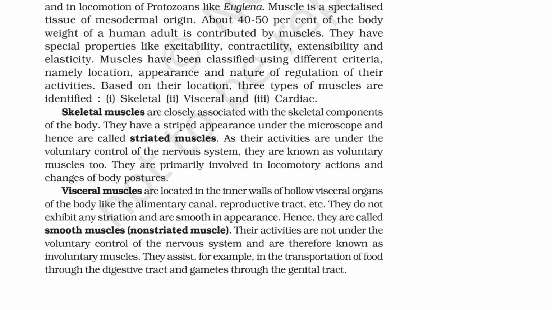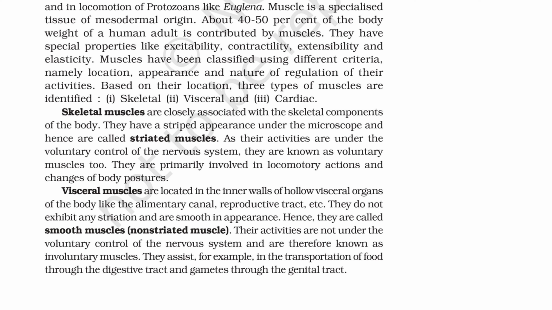Muscles have been classified using different criteria, namely location, appearance and nature of regulation of their activities. Based on their location, three types of muscles are identified: 1. Skeletal, 2. Visceral, and 3. Cardiac. Skeletal muscles are closely associated with the skeletal components of the body. They have a striped appearance under the microscope and hence are called striated muscles. As their activities are under the voluntary control of the nervous system, they are known as voluntary muscles too. They are primarily involved in locomotory actions and changes of body postures.